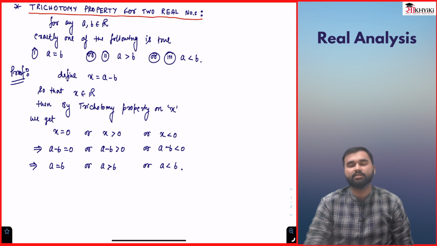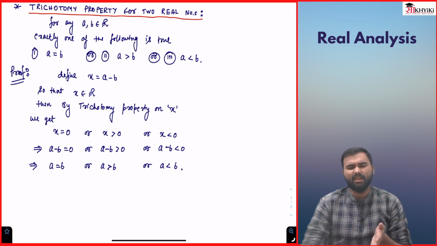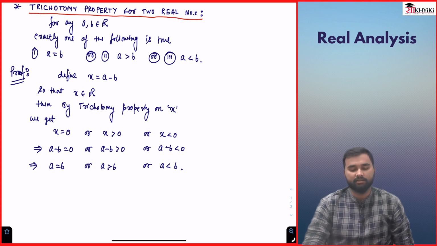Given two real numbers a and b, what can we say about them? Either they are equal, or one of them is greater than the other.